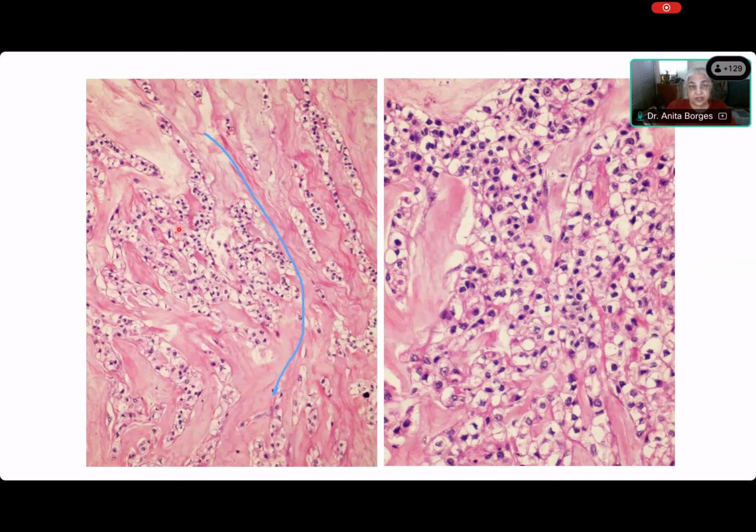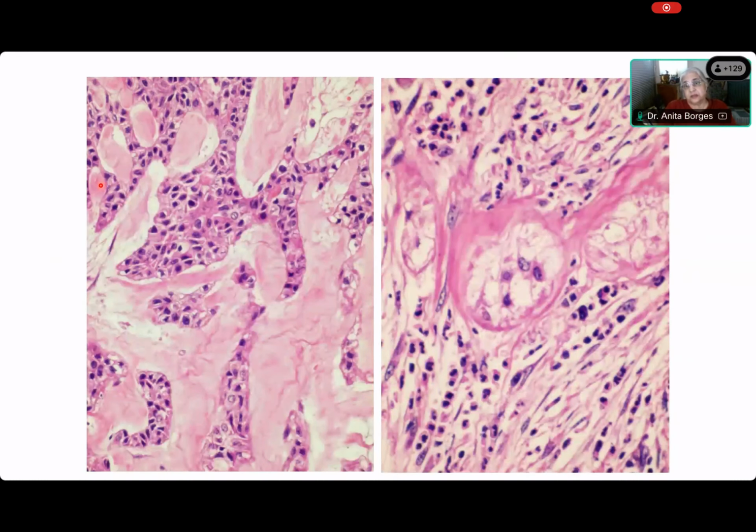We clear this thing. Can you see that? Yes. And there are some cells which have an eosinophilic cytoplasm. All of them are not clear. And some of them seem to have some kind of material in the cytoplasm.